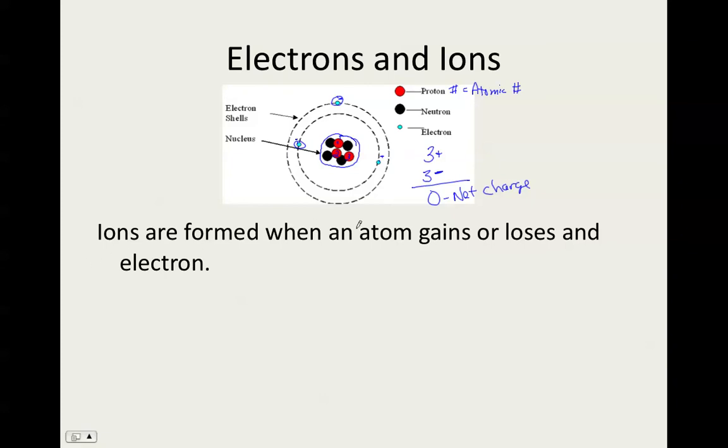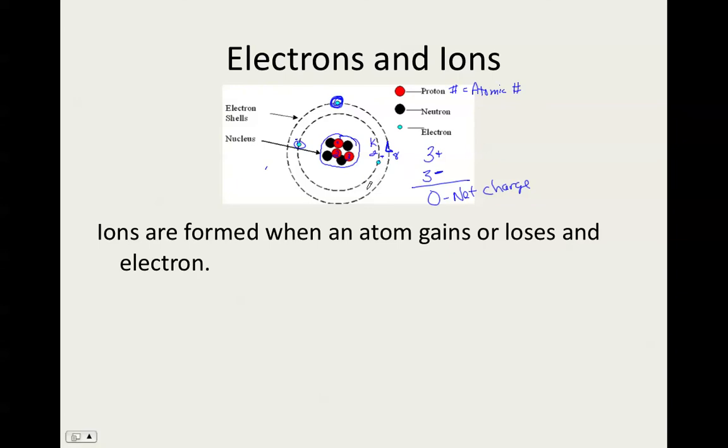Ions are formed when atoms gain or lose an electron. If you notice this atom up top here, it has 2 shells present because there are 3 electrons. You have the K shell, which can hold 2 electrons, and the L shell, which can hold up to 8 electrons. This particular atom only has 1 electron in its outer shell. Other atoms may have 7 electrons in their outer shell and 1 space to fill, because the L shell can hold up to 8 electrons. The K shell can hold 2 electrons.